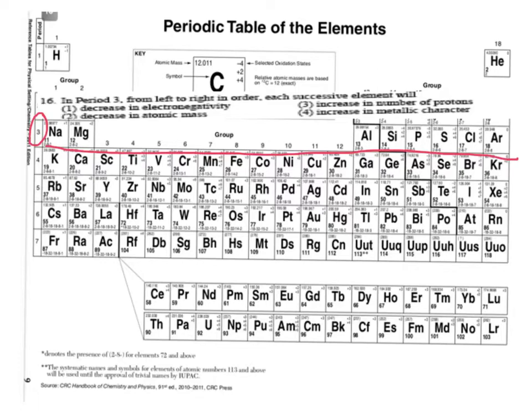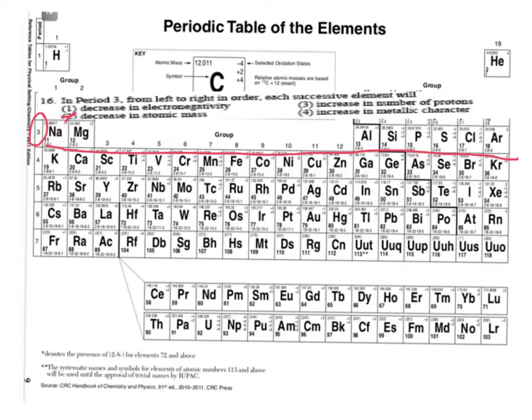The next thing we're asked to look at is atomic mass. Atomic mass is found in the upper left-hand corner of the periodic table. We can see as we're moving across, our atomic masses are increasing. So choice 2 is not appropriate.